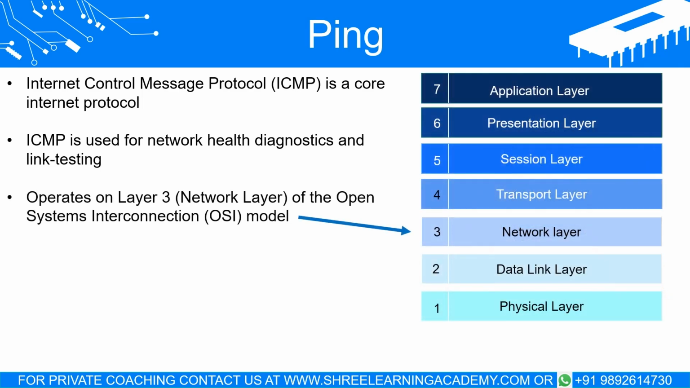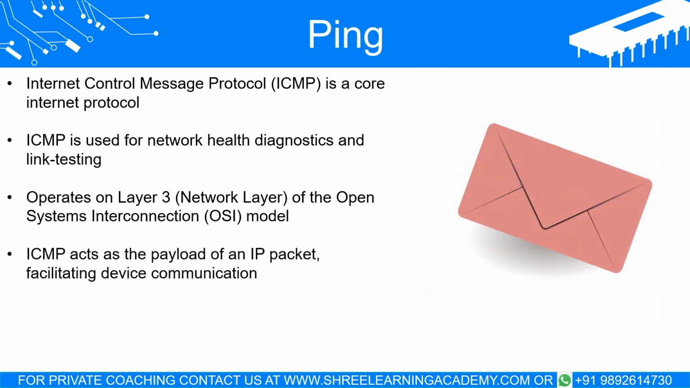It operates on layer 3 of the Open System Interconnection (OSI) model, a conceptual framework that standardizes the functions of a communication system into 7 abstract layers. Layer 3 is also known as the network layer, where routing occurs. ICMP acts as the payload, the actual transmitted data of an IP packet, which is like the envelope that carries ICMP messages from one network device to another.